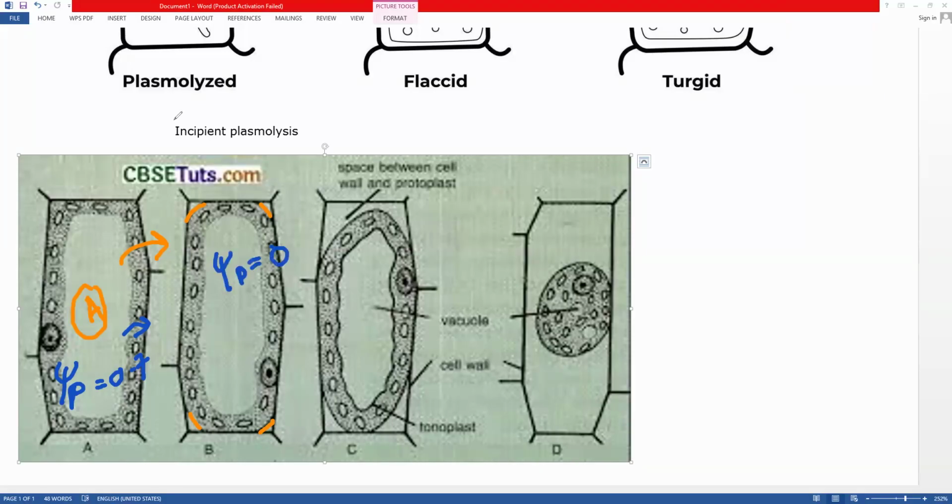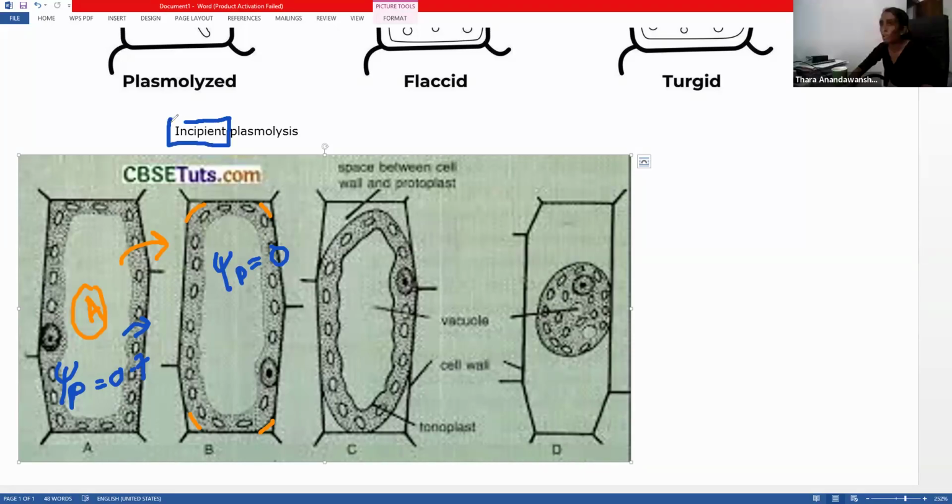Yes, teacher. The first moment the psi p became 0, we call it incipient plasmolysis. Remember very well, thereafter, in the cell, psi p is always 0. Psi p is 0 in diagram C. Psi p is 0 in diagram D as well.